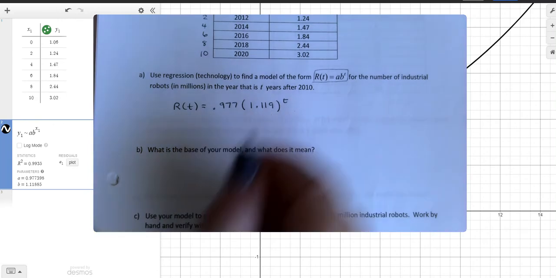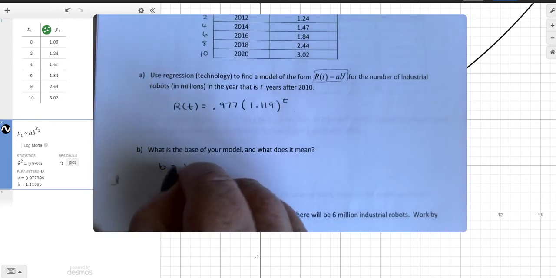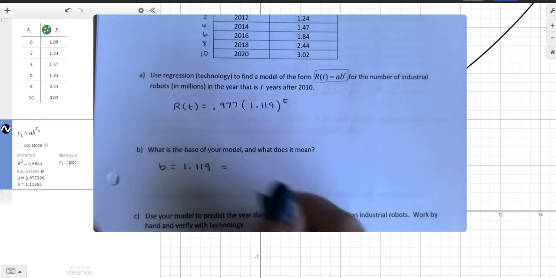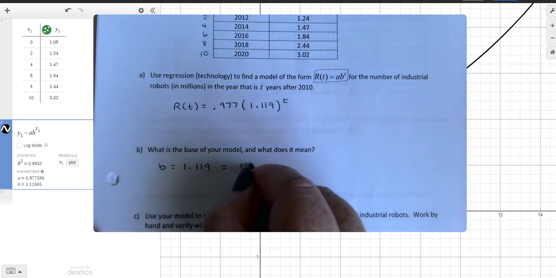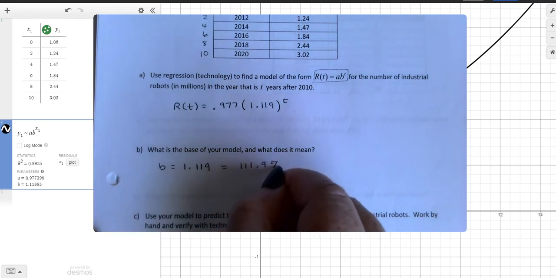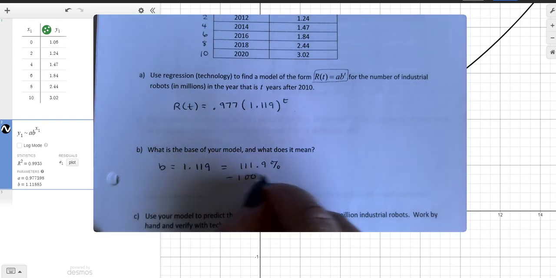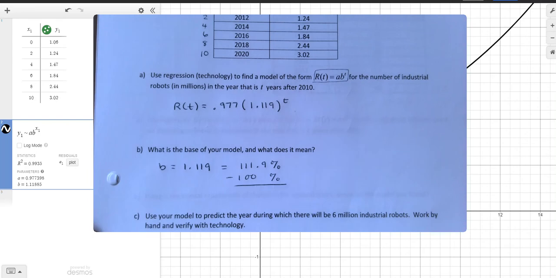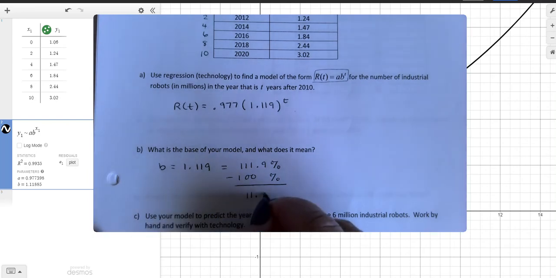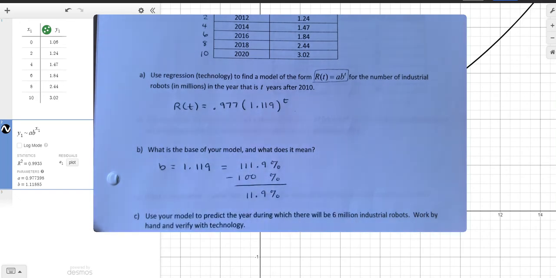My base is the 1.119, and I'm going to change that to a percent, 111.9%. Subtract off the 100% we started with to find out how much it changed, and that rate of change is 11.9%. Now this is technically an annualized rate of change, since we use the AB to the T form.